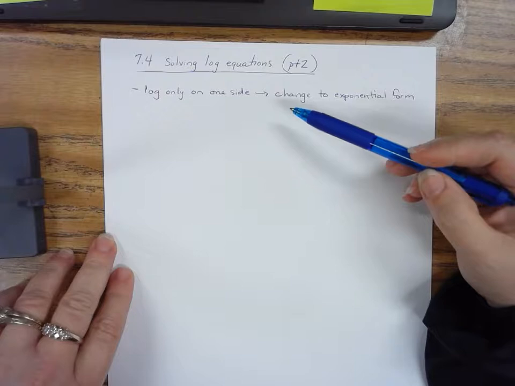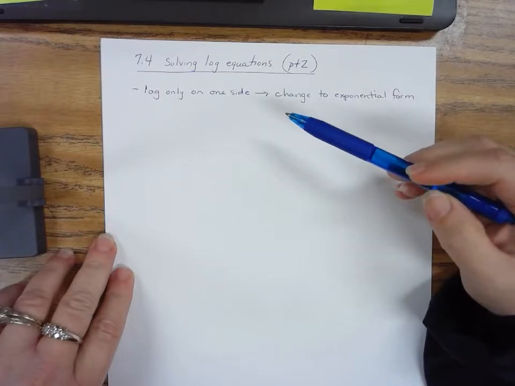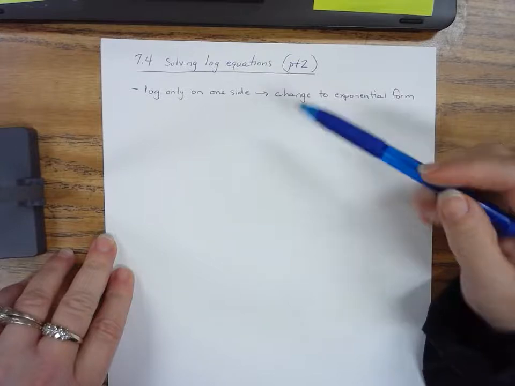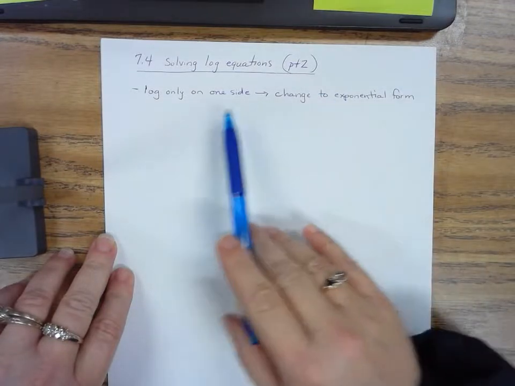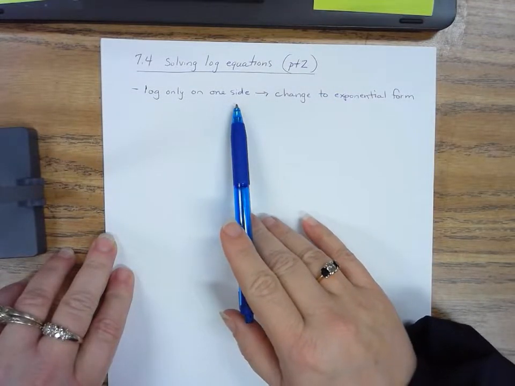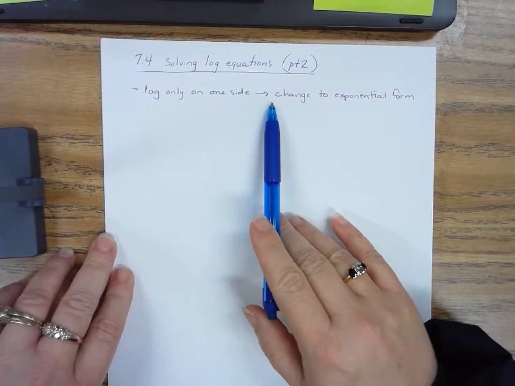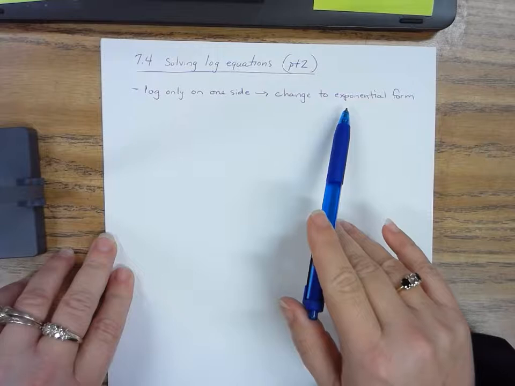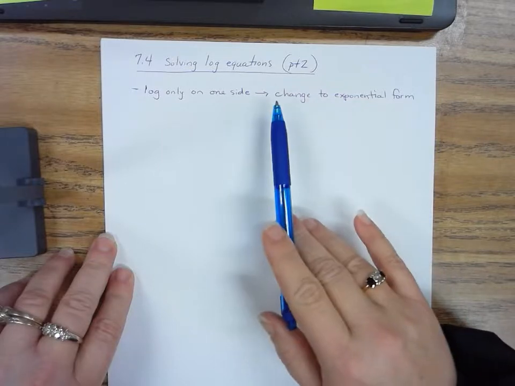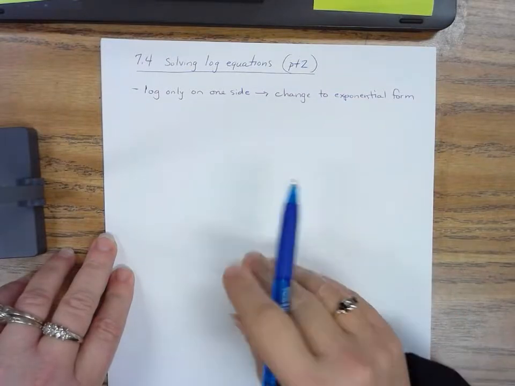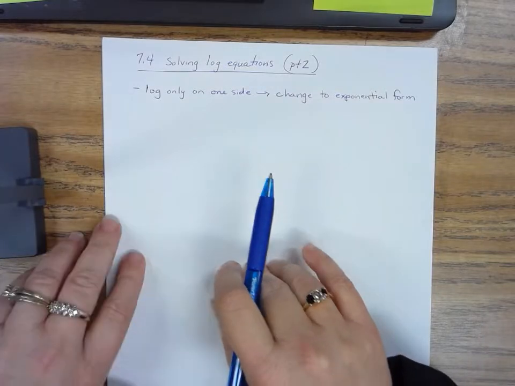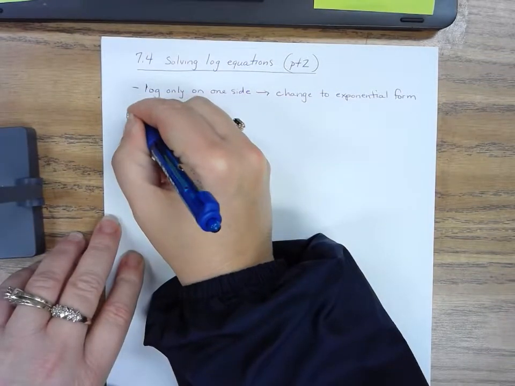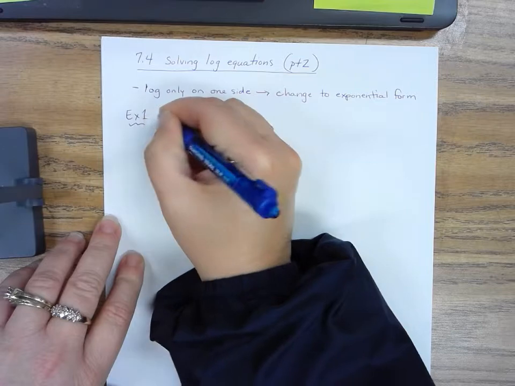Still solving log equations, but in this case we're going to be solving equations where the log is only on one side. And so in order to do that, you'll condense it down to make sure there's just one single log, and then you'll change it to exponential form. From there you should be able to solve it because you looked at how to do that in 7.3. So start with a pretty basic equation for this, just to get your feet wet.